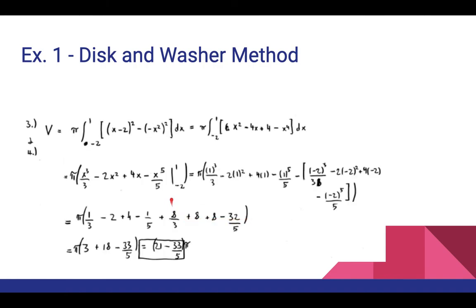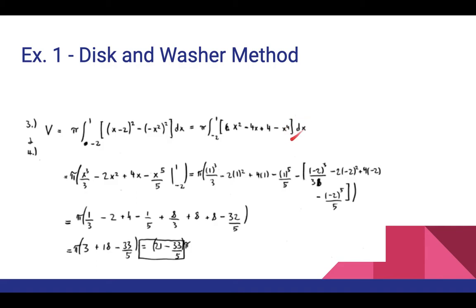So now what we're going to do is write our definite integral here, okay? So we're going to have V equals pi times the definite integral from negative 2 to 1 of our outer function squared, x minus 2 squared, minus our inner function, negative x squared, squared, okay? So as a result, this is going to be equal to pi times the definite integral from x equals negative 2 to x equals 1 of x squared minus 4x plus 4 minus x to the fourth. So what I've done right here is I expanded out the x minus 2 squared to get x squared minus 4x plus 4, and I expanded the negative x squared squared to get x to the fourth.